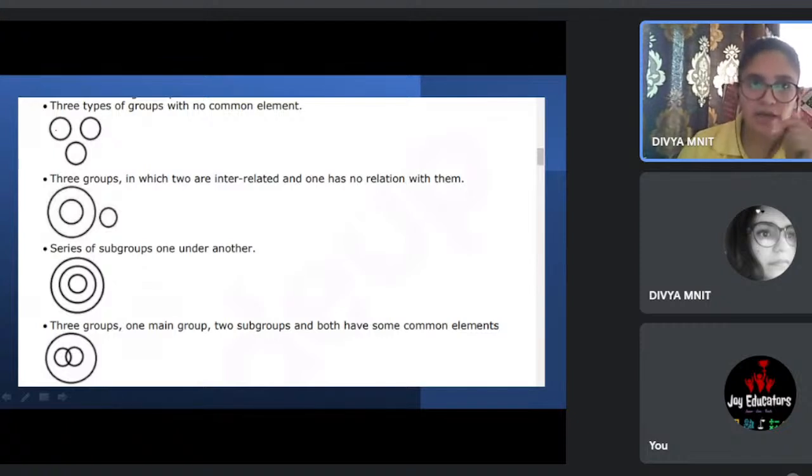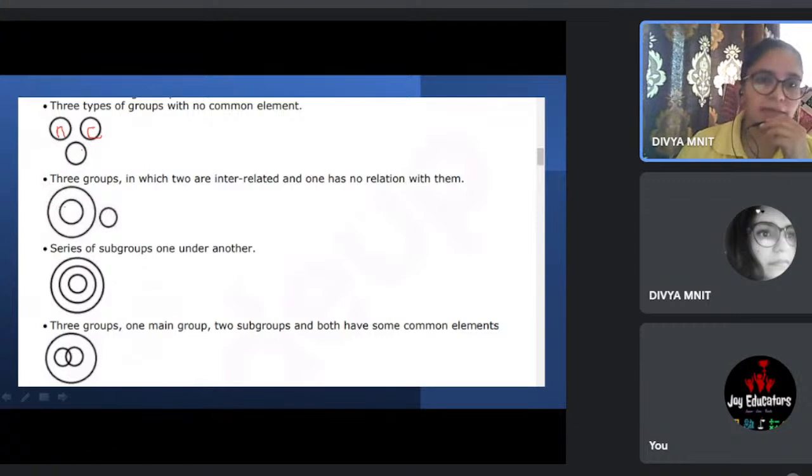In the first type, suppose this is A, this is B, and this is C. Then the relation between A and B is no relation, because there is no interaction between A and B. The relation between B and C is also no relation. And the relation between C and A is also no relation.